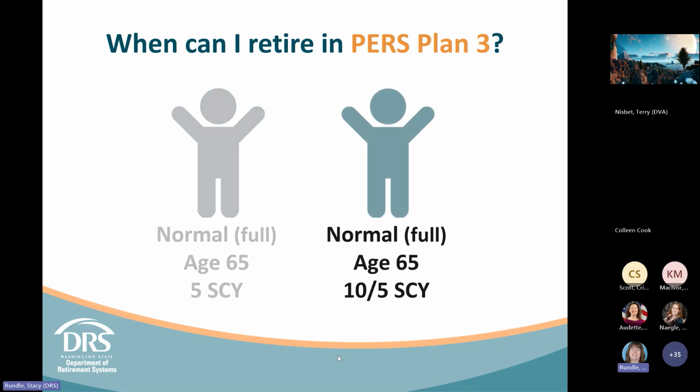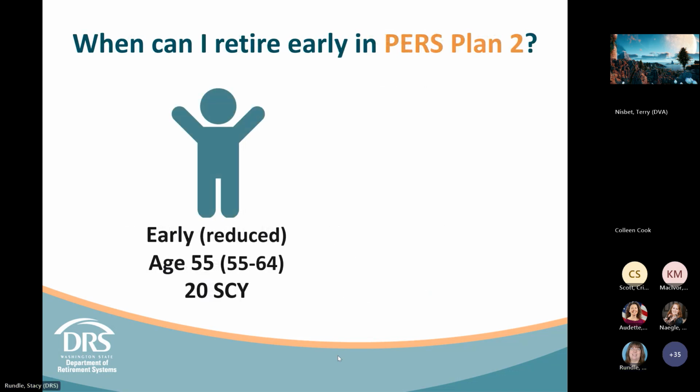If you're in PERS 3, you're eligible for a normal retirement with a full pension benefit at 65 once you have earned 10 years of service credit, or 5 years if at least 1 year of credit is earned after the age of 44. Now, both plans provide for an early retirement. You can retire as early as age 55 in PERS 2 if you have achieved 20 years of service credit. If you retire early, your benefit will be permanently reduced to help pay for the cost of receiving it over a longer period of time. And the further away you are from age 65, the bigger the reduction.